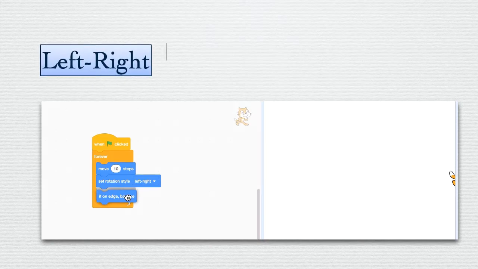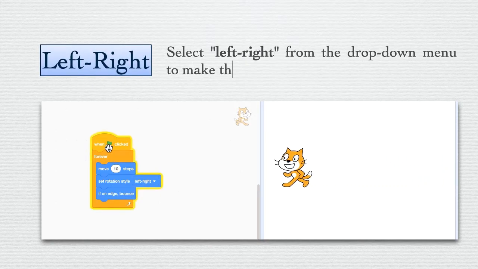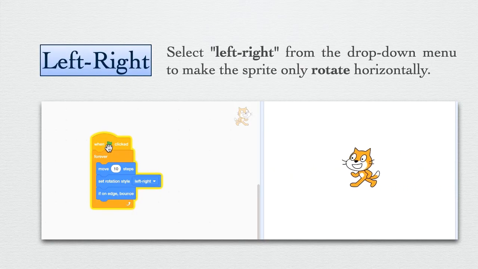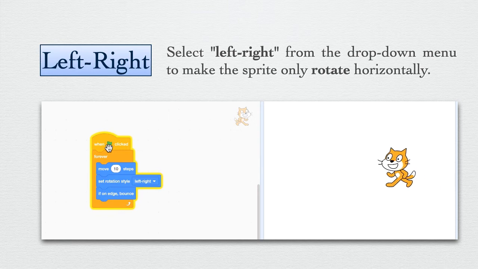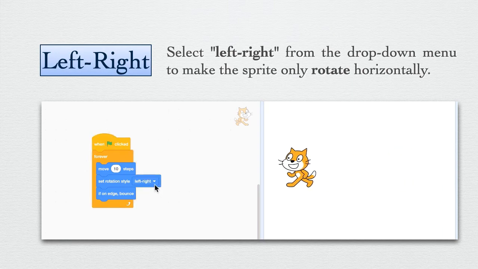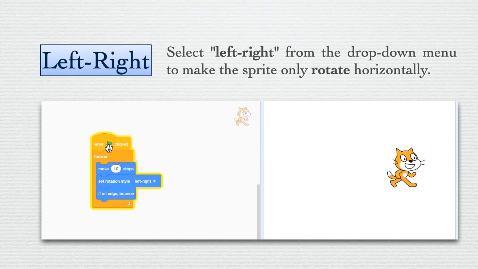So kids, our first rotation style option is left right. Left right option we use whenever we want to make our sprite rotate horizontally. Like you can see here in the given video, we have set the rotation style to left right, and when our sprite reaches the end, it will rotate horizontally and then start moving.